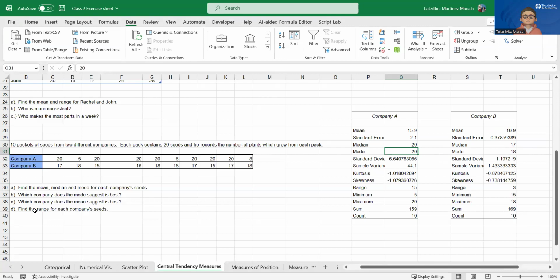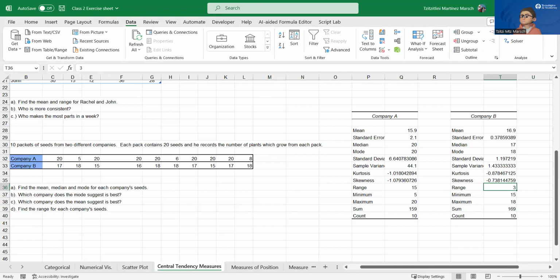Okay. Which company does the mean suggest is the best? Well, the average, or this mean, suggests that company B is the best, okay? And then let's find the range for each company. The range is 15 and 3.